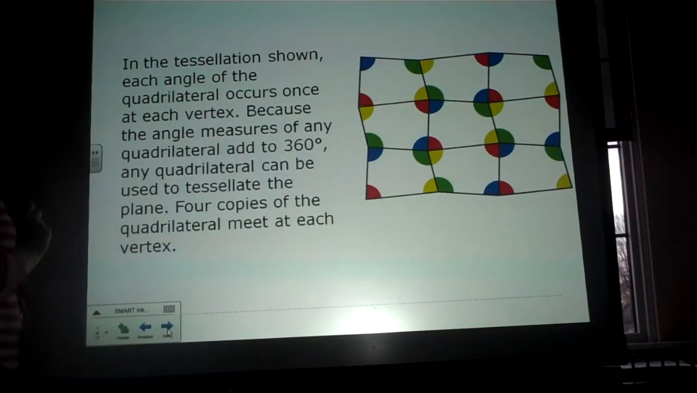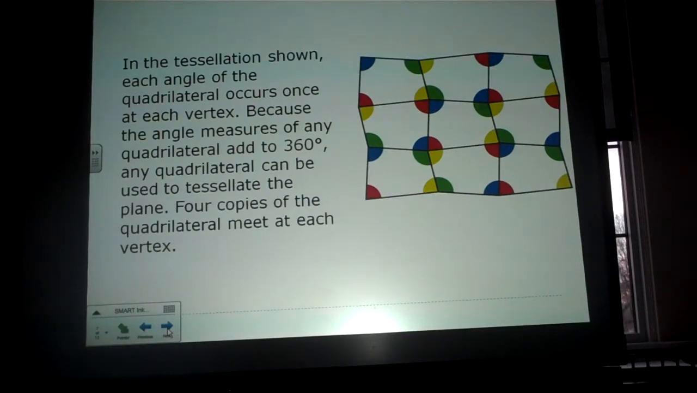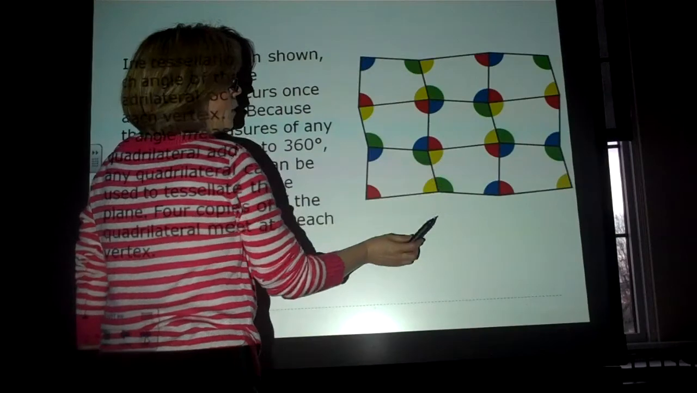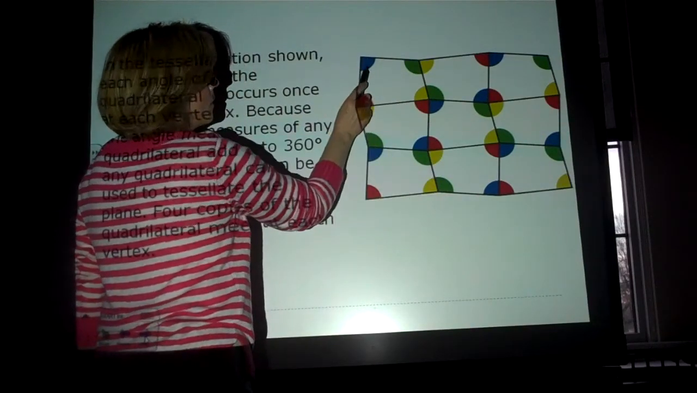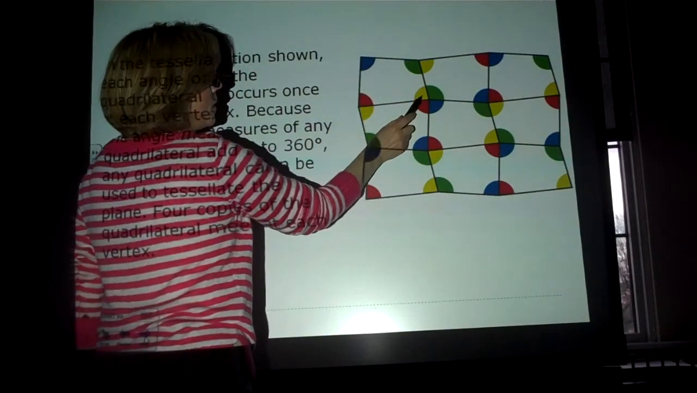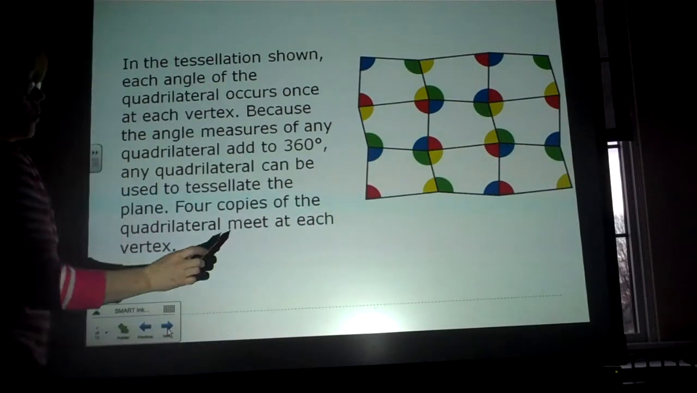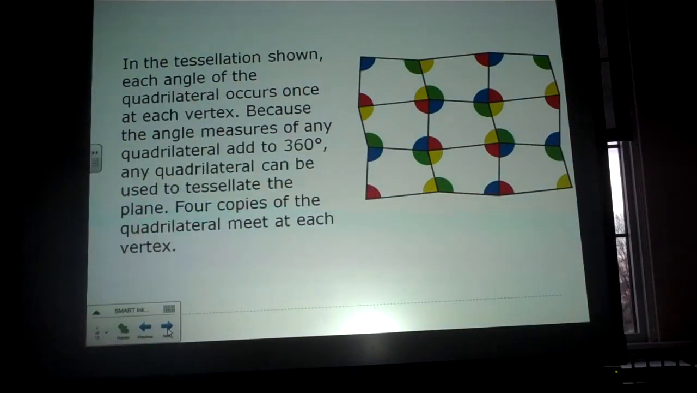Because the angle measures of any quadrilateral add up to 360 degrees, any quadrilateral can be used to tessellate the plane. 4 copies of the quadrilateral meet at each vertex. So if you look right here, and you have the blue, green, yellow, and red angles, it makes a complete circle. Therefore, 360 degrees, you know that it will tessellate.